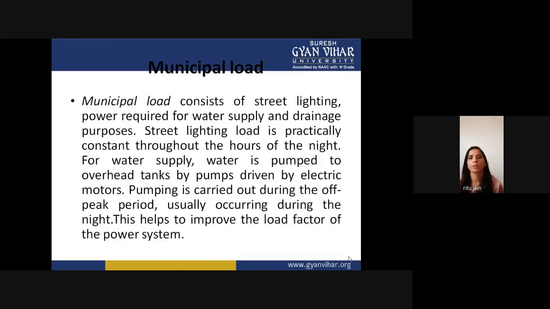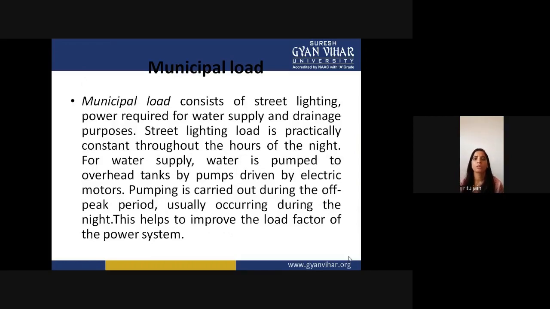Now next come to the municipal load. Municipal load consists of street lights, power requirement for water supply, and drainage purpose. Street lighting load is practically constant through the hours of the night. For water supply, water is pumped to overhead tanks by pumps driven by electric motors. Pumping is carried out during the off-peak period, usually occurring during the night. This helps to improve the load factor of the power system.